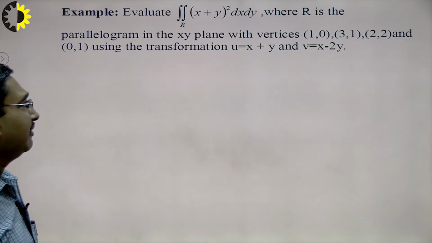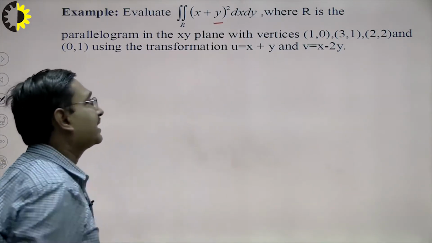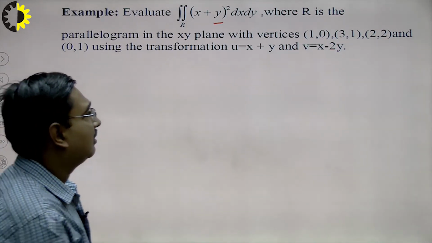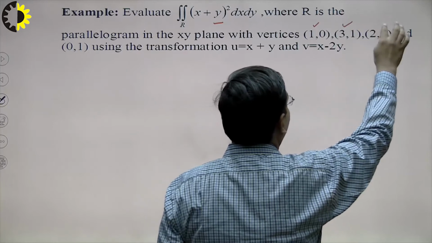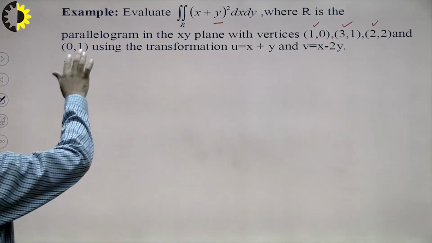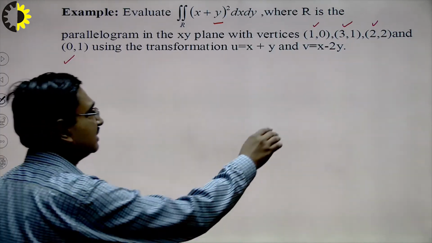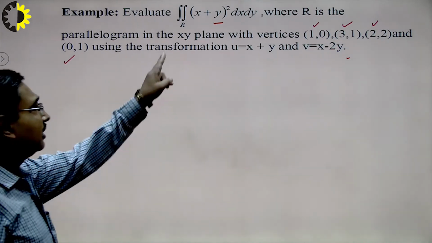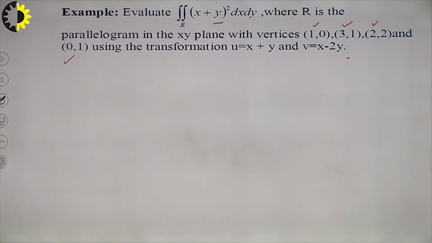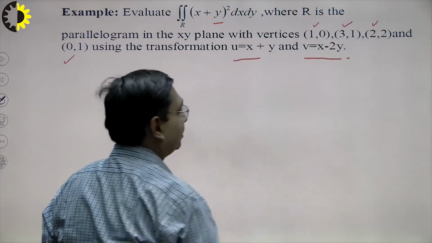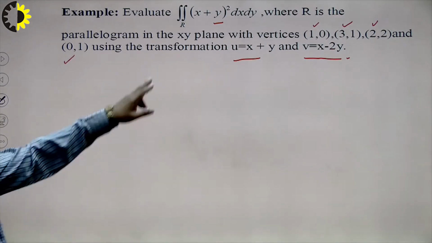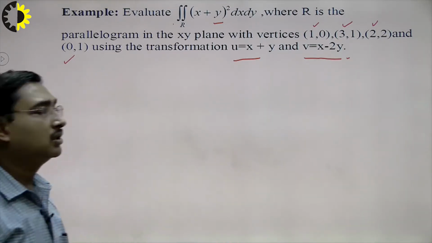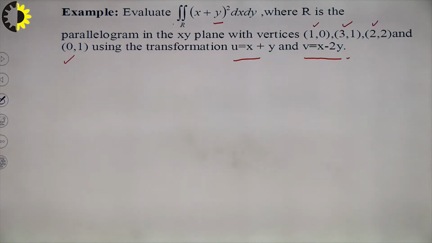The example says, evaluate the double integral over R of (x plus y) whole squared dx dy, where R is the parallelogram in the xy plane with vertices (1, 0), (3, 1), (2, 2) and (0, 1), using the transformation u equal to x plus y and v equal to x minus 2y. We want to evaluate this double integral using these transformations, and the region in the xy plane is the parallelogram whose vertices are (1, 0), (3, 1), (2, 2) and (0, 1).